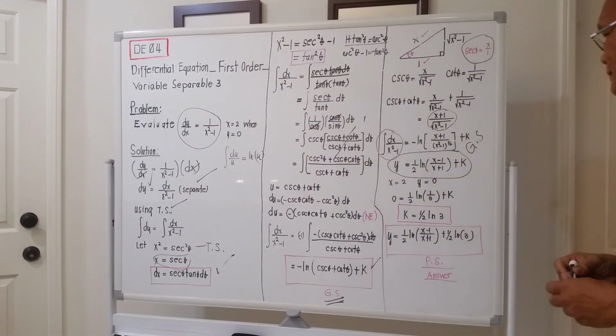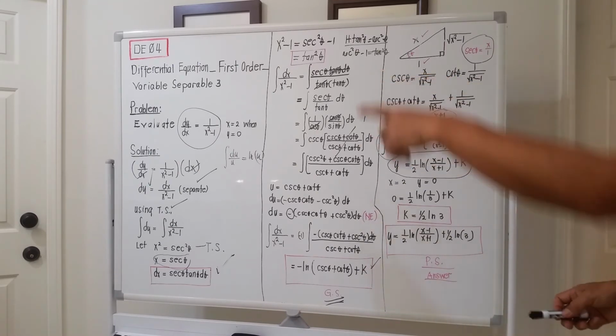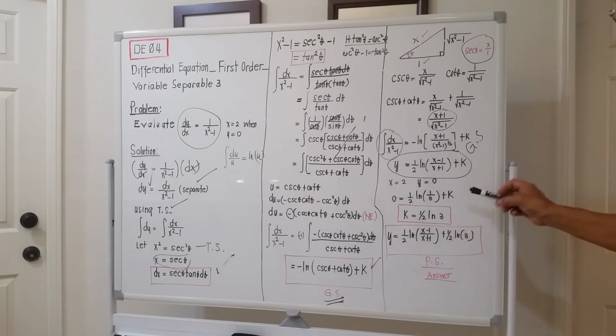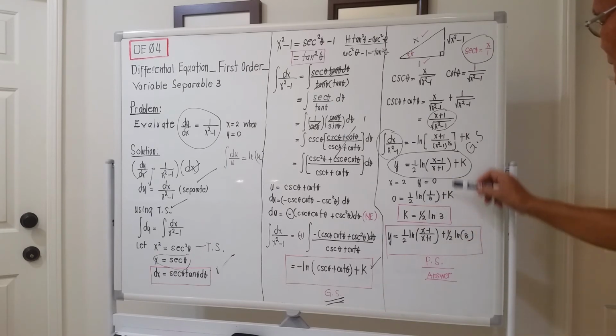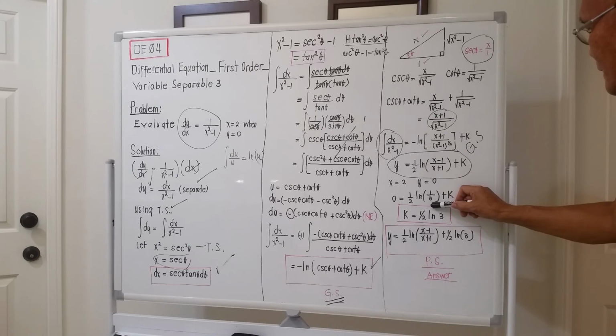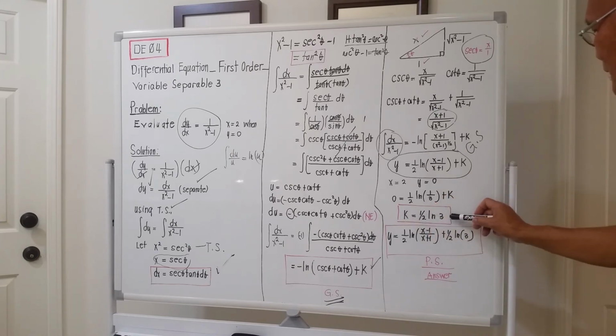Okay, so let's try to compute for the value of k. The given initial condition is that x is equal to 2 when y is equal to 0. 0 will be equal to 1/2 the natural logarithm of, 2 minus 1 will be 1 and 2 plus 1 will be 3, plus k. And k now will be equal to 1/2 the natural logarithm of 3.